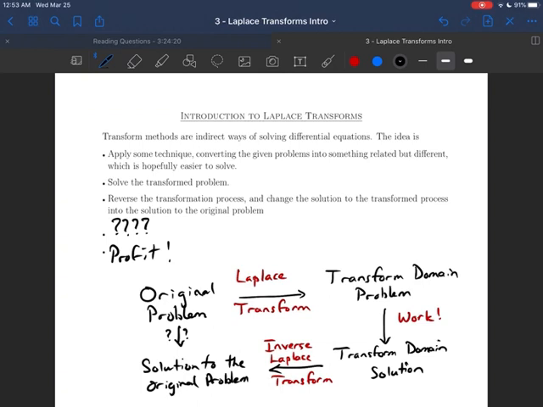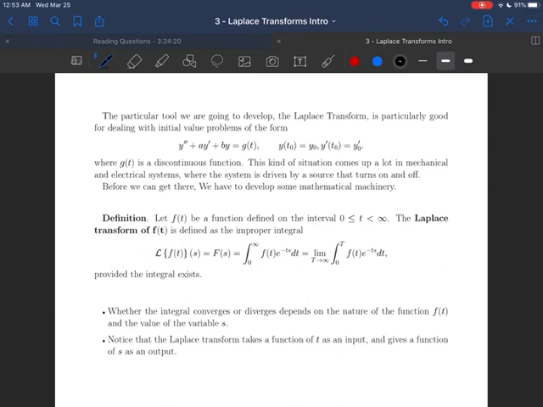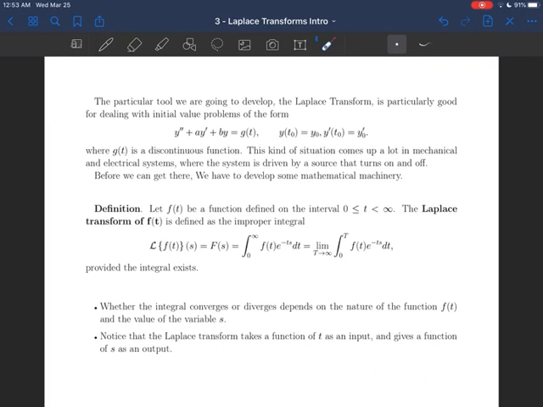All right, so what is this Laplace transform that we are going to be looking at? Well, first of all, why are we doing this? It turns out that this thing called the Laplace transform that we are developing is particularly good at finding solutions to differential equations of this type. So this is a linear second-order differential equation with constant coefficients, and it's non-homogeneous, where g of t is a discontinuous function. It turns out that this kind of situation comes up a lot in mechanical and electrical systems. We've seen some methods for dealing with it, but this is an alternate approach, and it works a lot better in some particular situations.